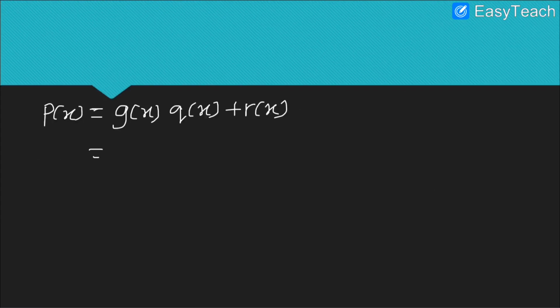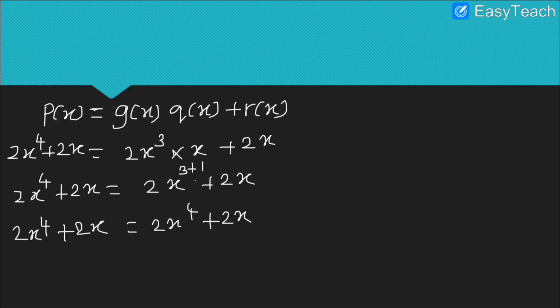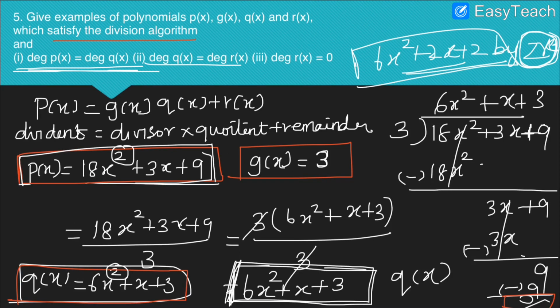Let me check the division algorithm. P of x equals g of x into q of x plus r of x. Then I substituted the values of p of x, g of x, q of x and r of x, and both answers are the same. So hence we verify the division algorithm. Let's move on to the third proof, which is degree of r of x equals 0. In this case, we can use the same p of x and g of x that we used in the first question and continue the same procedure. Follow all the steps, you don't need to skip any step or change any step, until you get r of x equals 0.